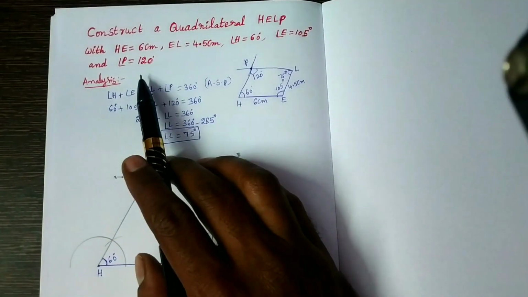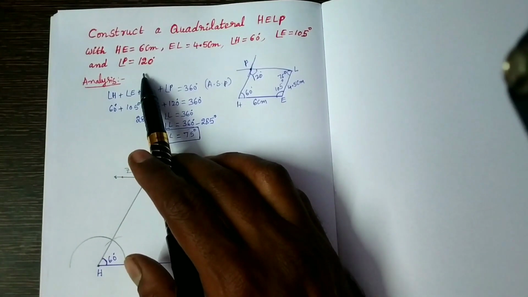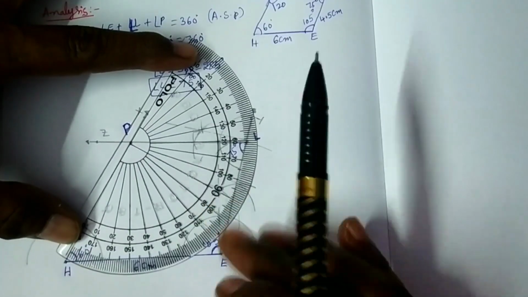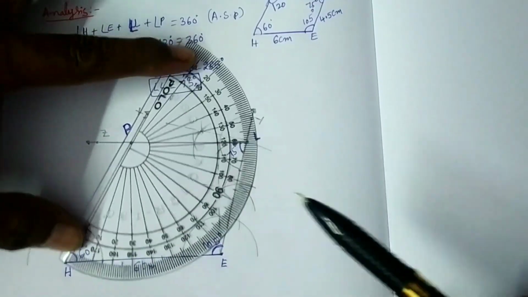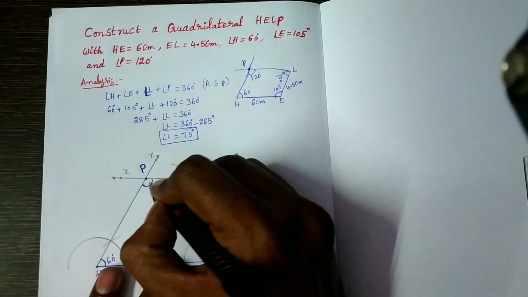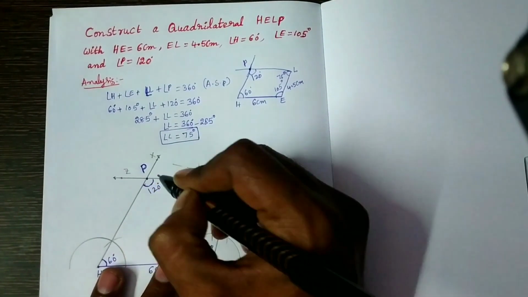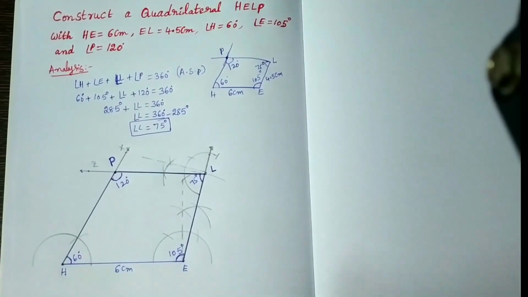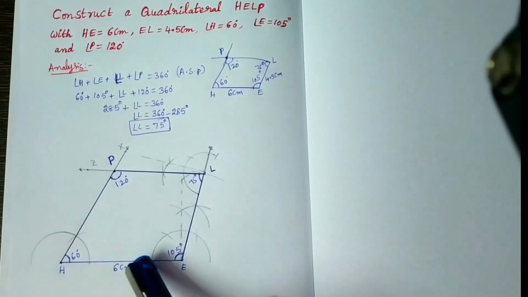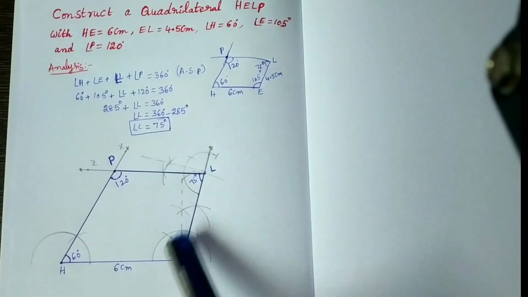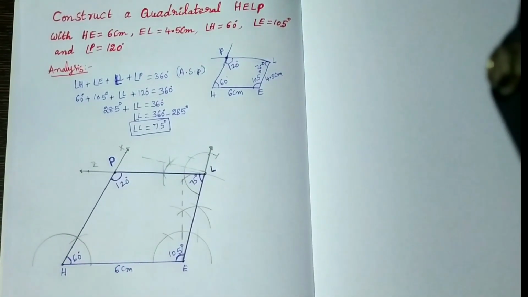In the problem, angle P is equal to 120 degrees. We will check by protractor. So angle P is equal to 120 degrees. So the construction is over. Therefore, the required quadrilateral HELP is constructed.